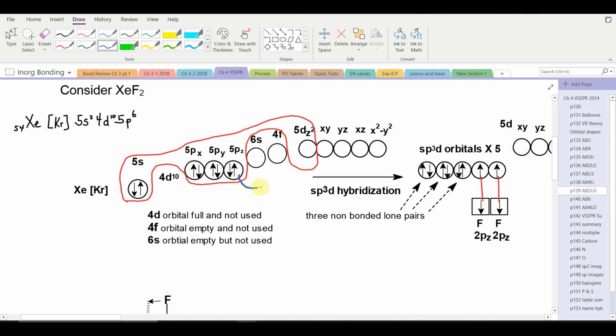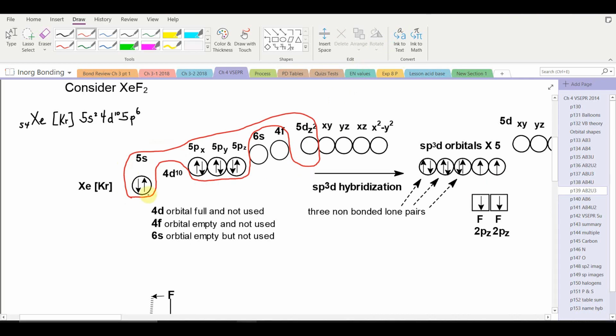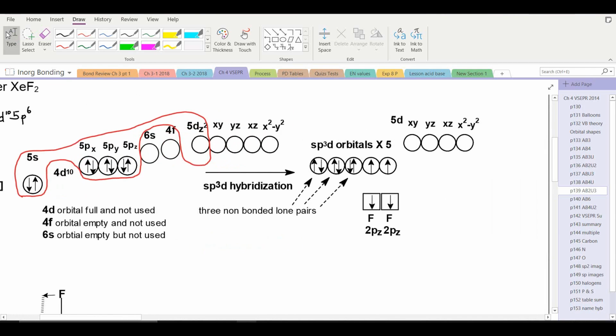Promoting one electron produces 2 half-filled orbitals. That'll give rise to 5 hybridized orbitals. We'll call them sp3d because they're made from 1 s, 3 p's, and a d. 3 of them already contain non-bonded pairs of electrons. 2 of them are half-filled and can overlap with a fluorine to form xenon difluoride.